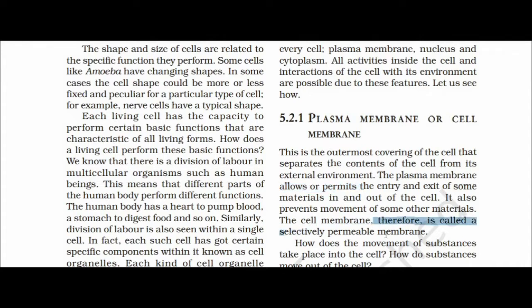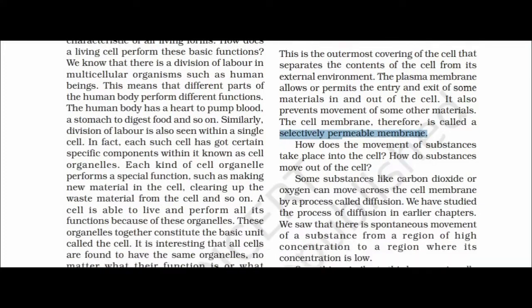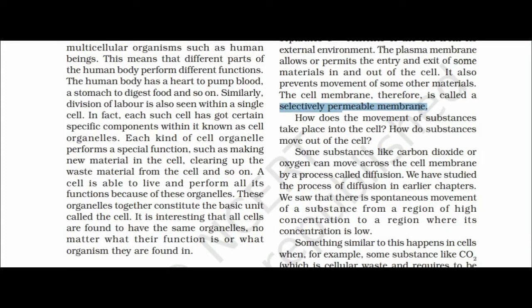Why is it called selectively permeable membrane? Because it is permeable. It allows the materials to come and go out of the cell, but it is selective. It does not allow anything to come and anything to go out of the cell. A specific material only can go out of the cell or come inside the cell. How does the movement of substances take place into the cell? How do substances move out of the cell?